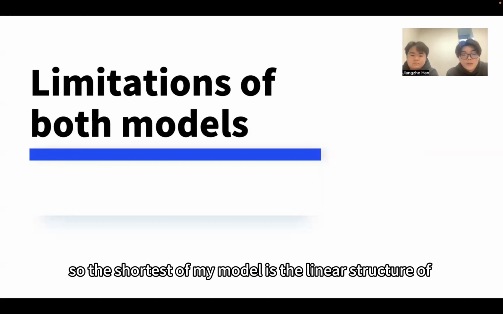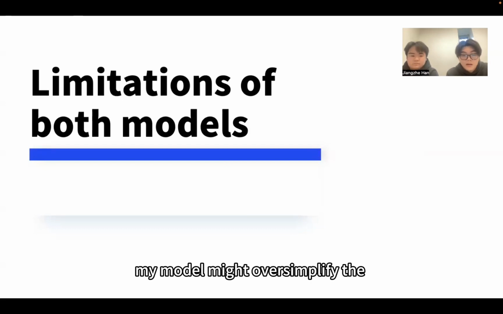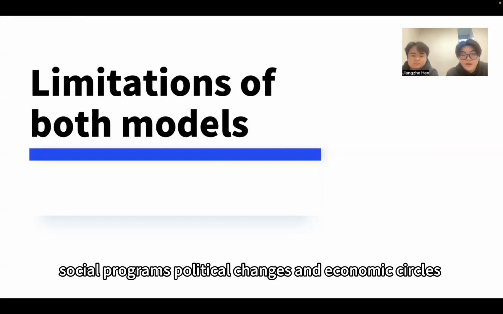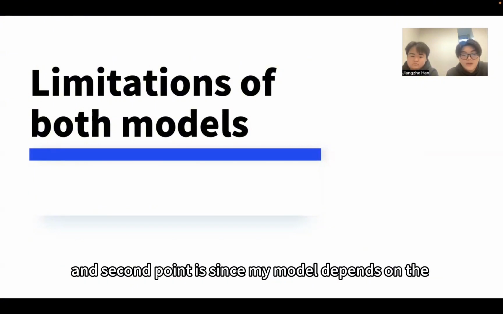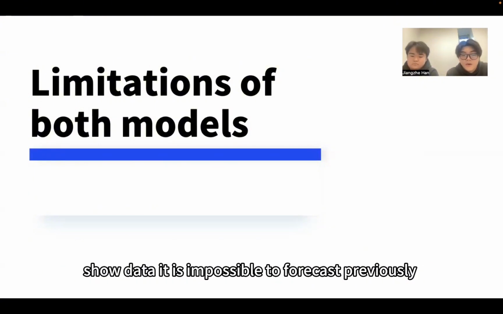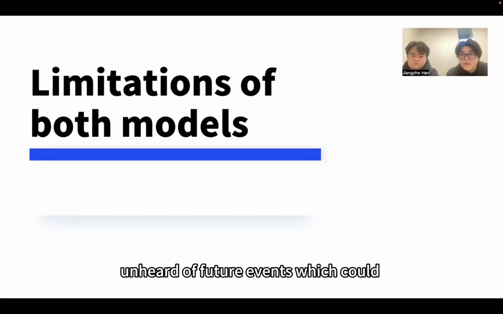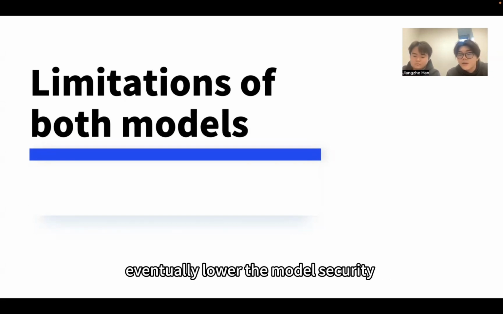The shortage of my model is that the linear structure might oversimplify the intricate interaction between social programs, political changes, and economic cycles, among other factors that influence population change. And the second point is, since my model depends on historical data, it is impossible to forecast precisely unheard-of future events, which could eventually lower the model's accuracy.